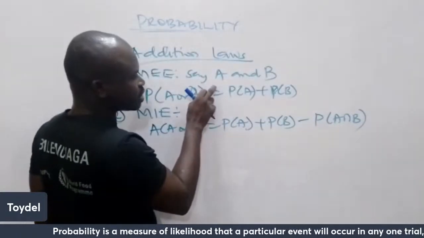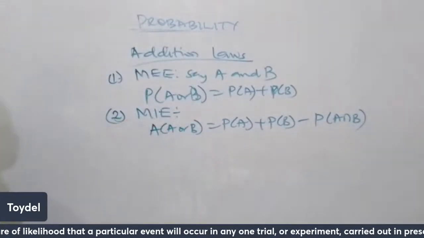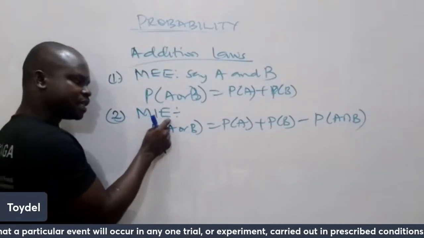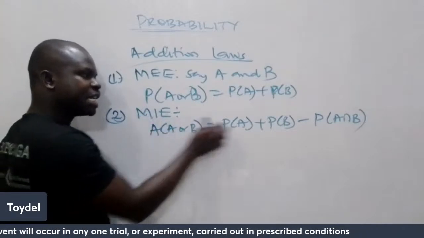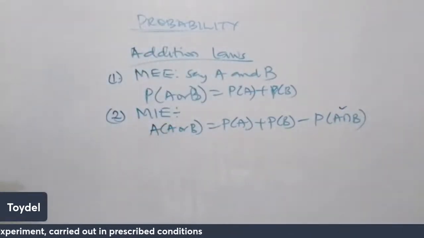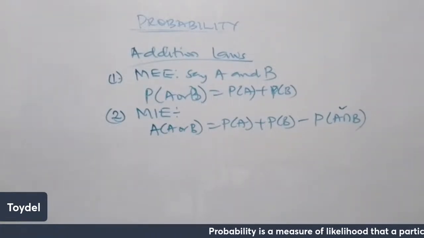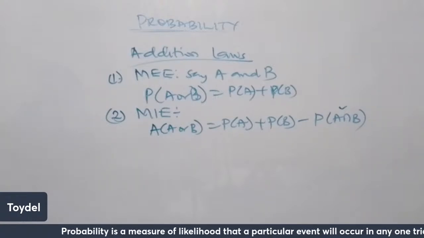Under mutually exclusive events, A intersection B is not possible because the two events cannot happen together. But under mutually inclusive or mutually non-exclusive events, A intersection B is possible. The two events can actually take place. But we are sure that under mutually exclusive events, that can never take place. So we don't waste our time; we don't bother ourselves with that.